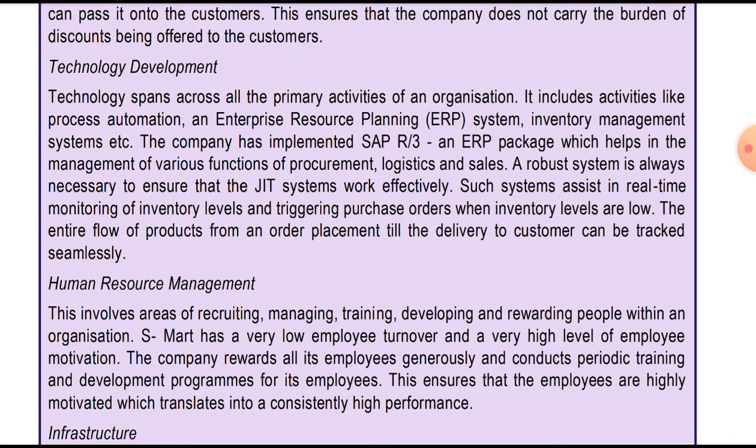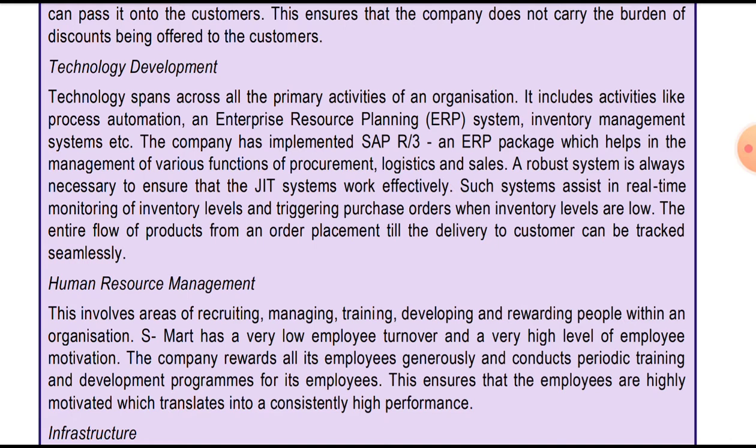The company has implemented SAP 3, an enterprise ERP package which helps in the management of the various functions of procurement, logistics and sales. It helps in all these functions. A robust system is always necessary to ensure that the just-in-time system works properly. As the company is following just-in-time, there should be an automated system so that once the stock reaches a particular level, the supply is intimated.